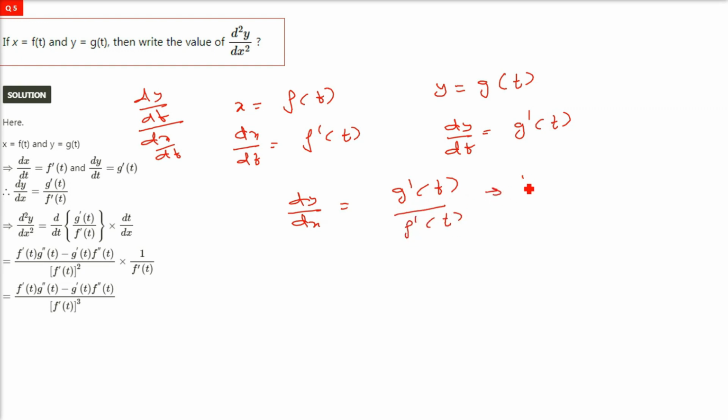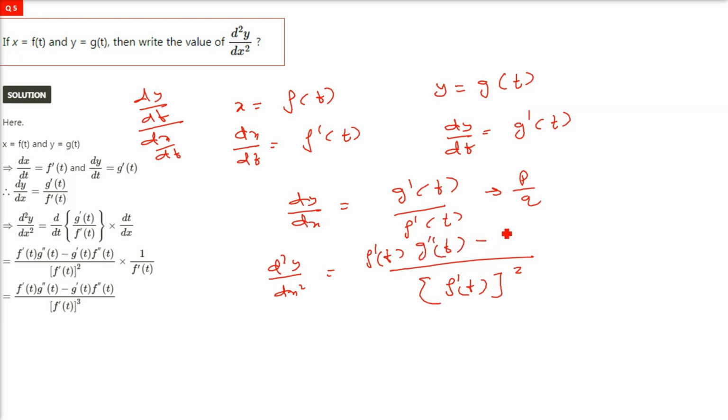This is of p by q form, so if we want to differentiate it again, we are going to use the quotient rule. So it will be f dash t whole square. f dash t will come here in the first place. Differentiation of g dash t or g prime t will be g double prime t. So g double prime t minus g dash t will be like that only, the f double dash or f double prime t.